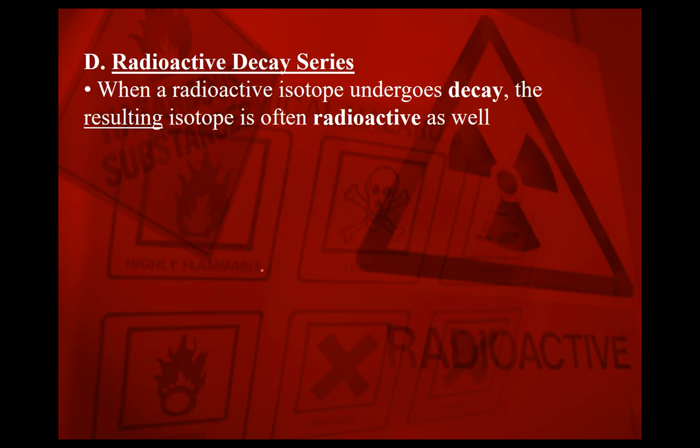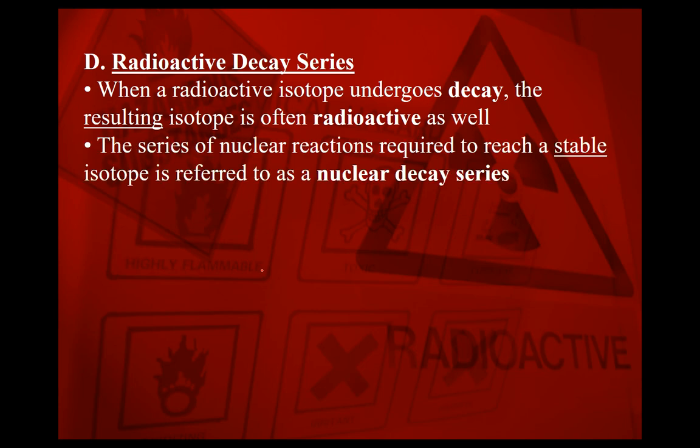In terms of these elements undergoing radioactive decay, they will do that by emitting either an alpha particle, a beta particle, or a gamma ray. Whatever isotope is produced as a result, your daughter isotope, usually that daughter isotope is radioactive as well, which means it is also going to decay. This might happen multiple times.